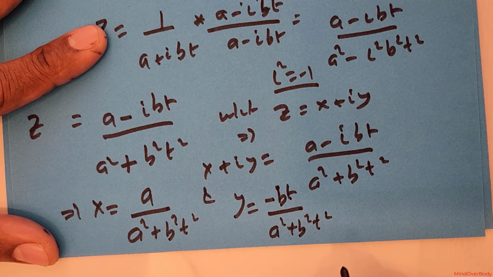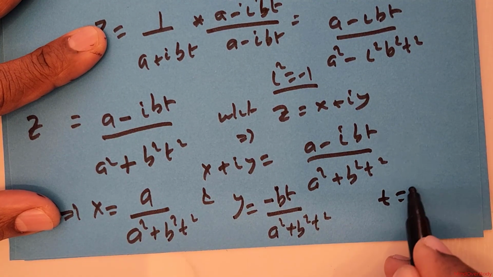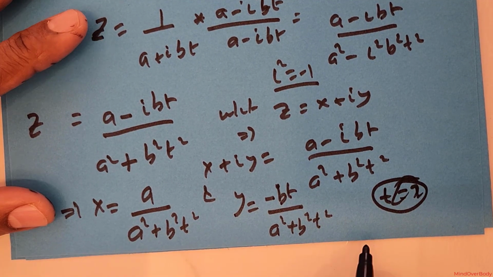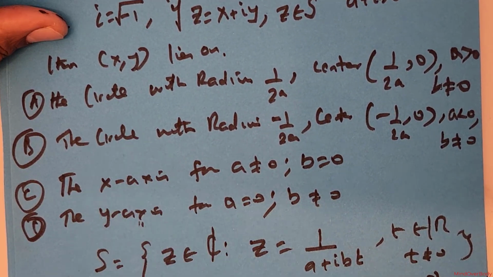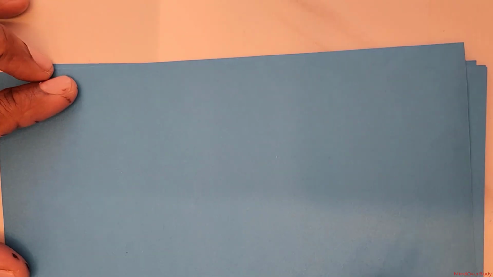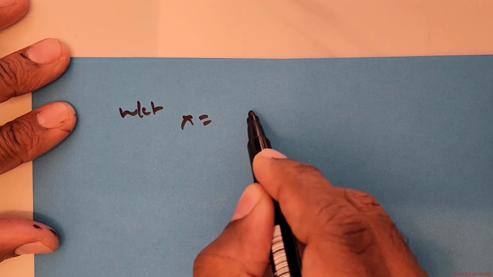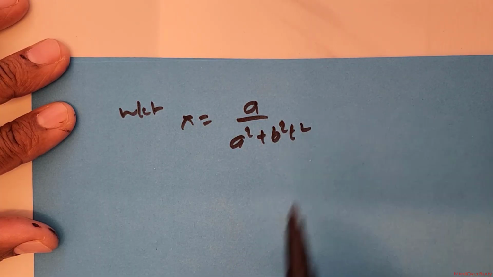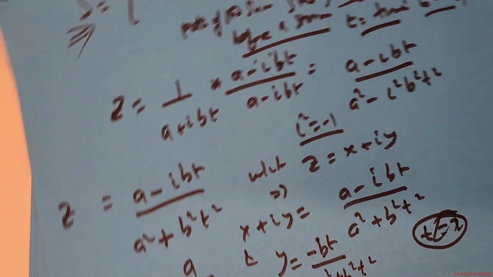Now what we have to do is find the value of t. Why? We will have to know if we are able to get a circle, right? Because that is what is asked. So for that, let me go up here and rewrite what I have for x and y. So we know that x is equal to a over a squared plus b squared t squared, right? And y is this.